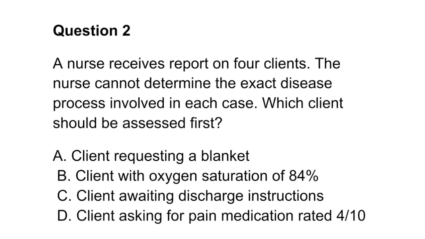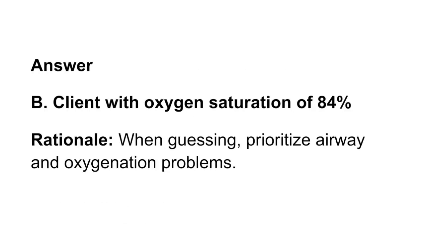Question 2. A nurse receives report on 4 clients. The nurse cannot determine the exact disease process involved in each case. Which client should be assessed first? A. Client requesting a blanket. B. Client with oxygen saturation of 84%. C. Client awaiting discharge instructions. D. Client asking for pain medication rated 4 out of 10. Answer. B. Client with oxygen saturation of 84%. Rationale. When guessing, prioritize airway and oxygenation problems.